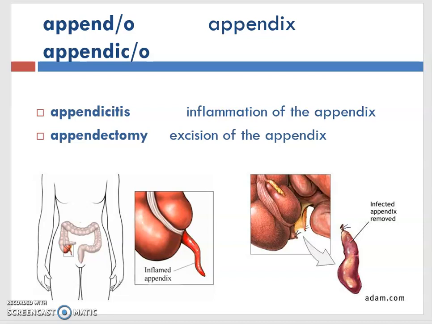Appendicitis is inflammation of the appendix, and an appendectomy is excision of the appendix. Maybe some of you have had this surgery. They usually do it laparoscopically, like I illustrated earlier. And notice the difference in pronunciation. Now, the top word is appendicitis, but it's appendectomy. So the accent changes slightly between those two different words.